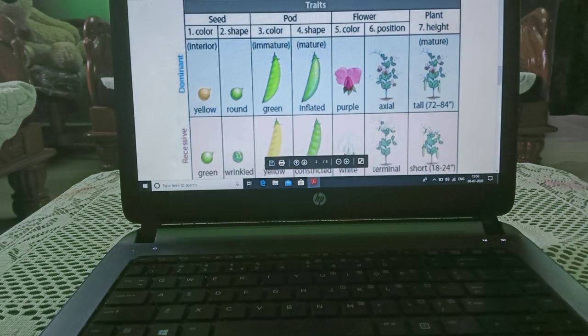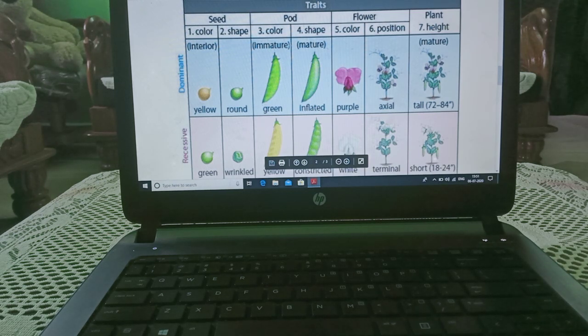Last time I told you which characters were there, and now we will study which are dominant characters and which are recessive characters. Dominant character, as I told you, is the one which is able to express itself, and recessive is the one which is not able to express itself. This is the seed color: yellow is dominant and green is recessive. Shape of seed, that is round and wrinkled. Round is dominant and wrinkled is recessive.